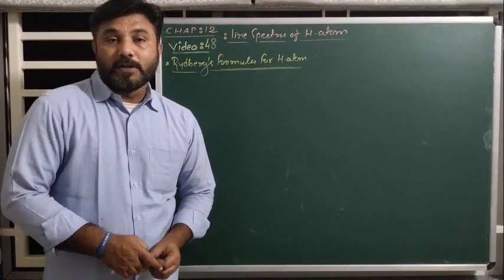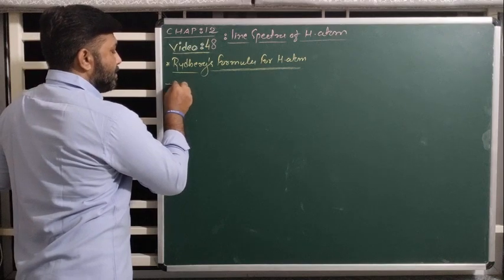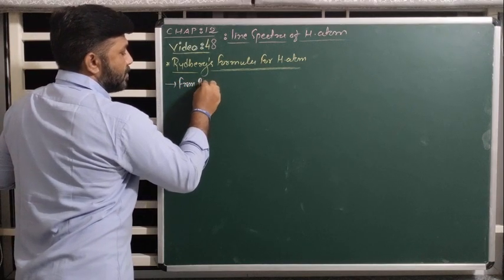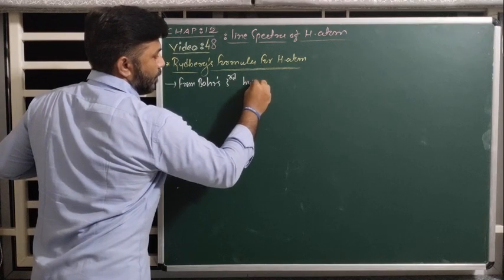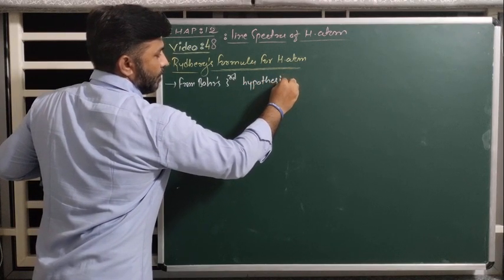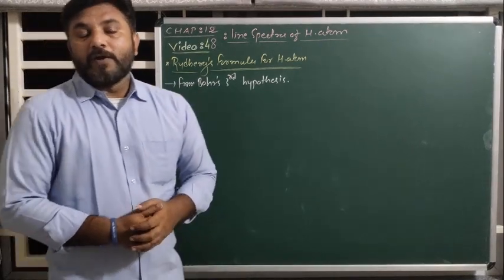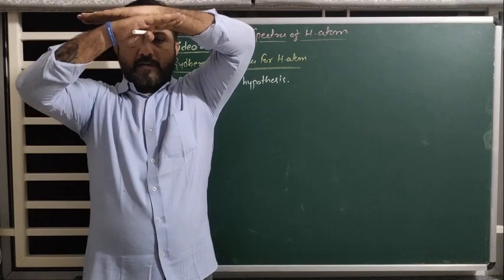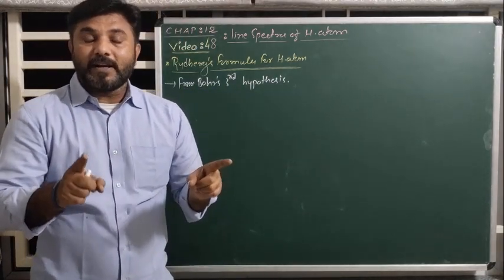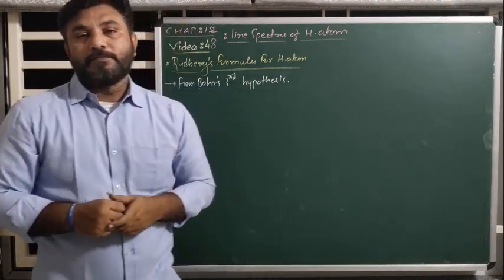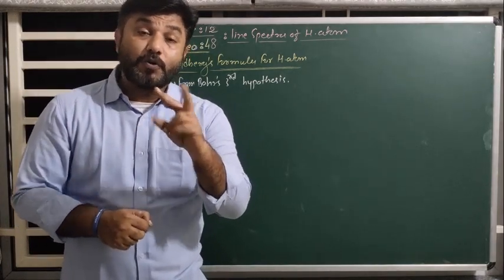You have to start from Bohr's third hypothesis. What was that hypothesis? In the last video also we have seen, when an electron transits from a high energy level to a low energy level, it emits radiation. And the energy of that radiation is in terms of a photon, and that energy is equivalent to the energy difference between those two levels.